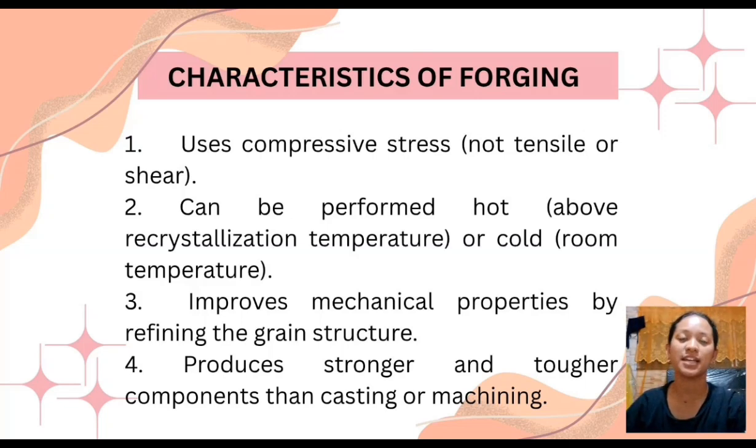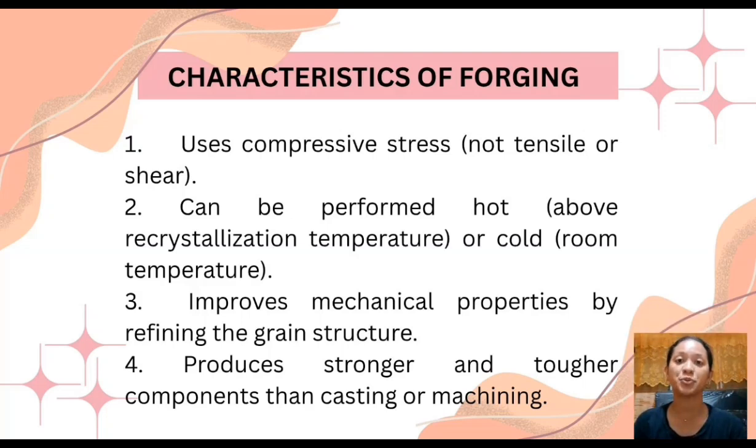Third, it improves mechanical properties by refining the grain structure. During forging, the grains of the metal are elongated and aligned along the flow of the material. This results in grain refinement, which enhances its strength, toughness, and fatigue resistance, and defects like porosity are also reduced, making the material more reliable and stronger.